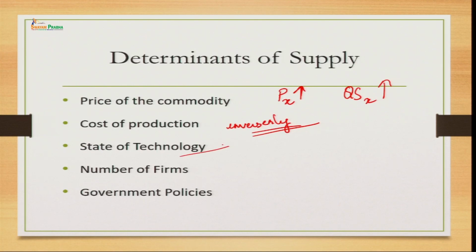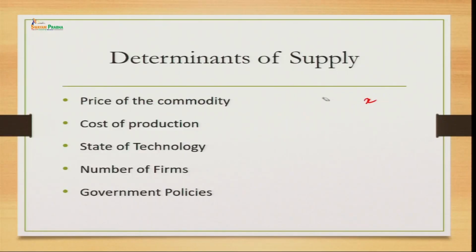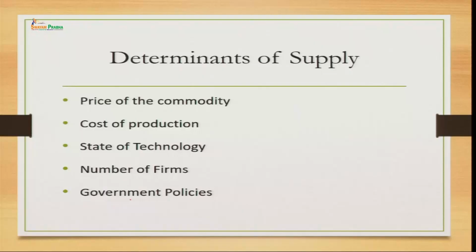Then state of technology. Yes, the better the state of technology, the more advanced technology you use, definitely there will be more supply. So, better technology, more supply. Poorer or lesser technology, then lesser supply. So, again in the case of state of technology, there is a positive relationship, right. Number of firms: more firms, more supply; fewer firms, less supply. So, again there is a positive relationship. Then we have government policies as well. Government policies also impact supply a lot, as you all know.